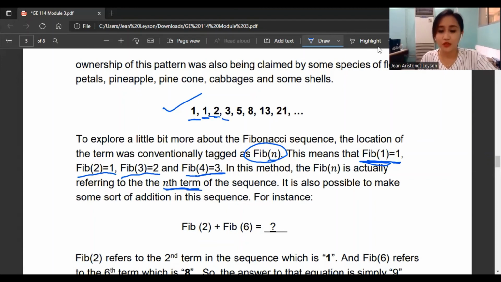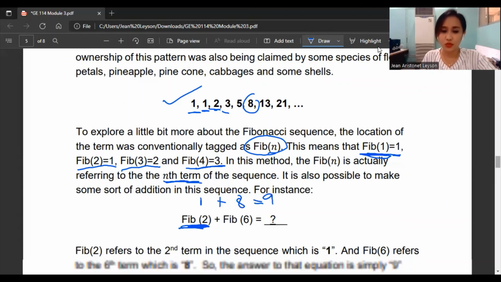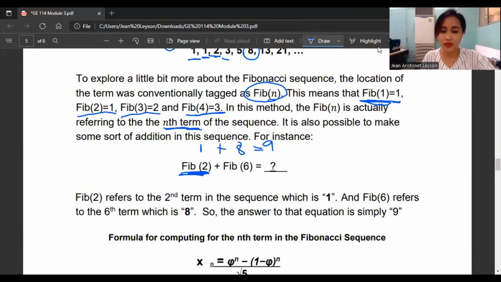It is also possible to make some sort of addition in this sequence. For example, fib 2, the second term, which is 1, plus fib 6, that's 1, 2, 3, 4, 5, 6, which is 8. So 1 plus 8, that will give us 9. So fib 2 refers to the second term in the sequence, which is 1. Fib 6 is the sixth term, which is 8. And so our answer is simply 9.